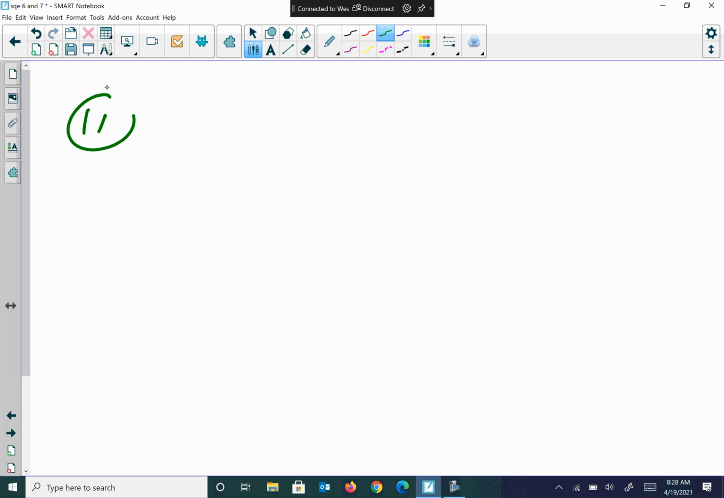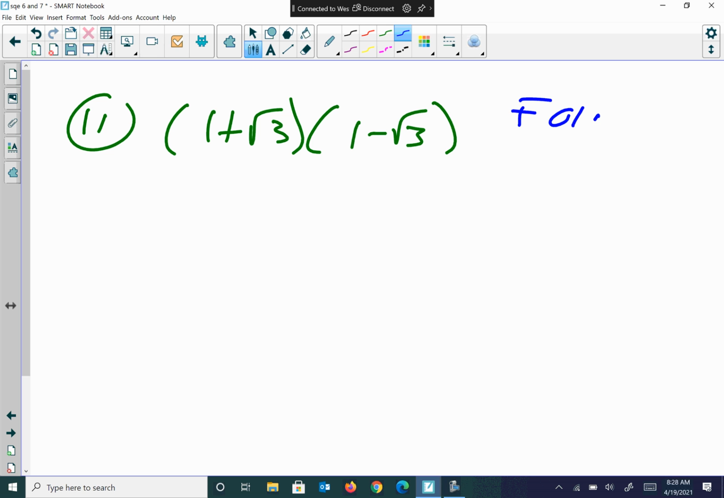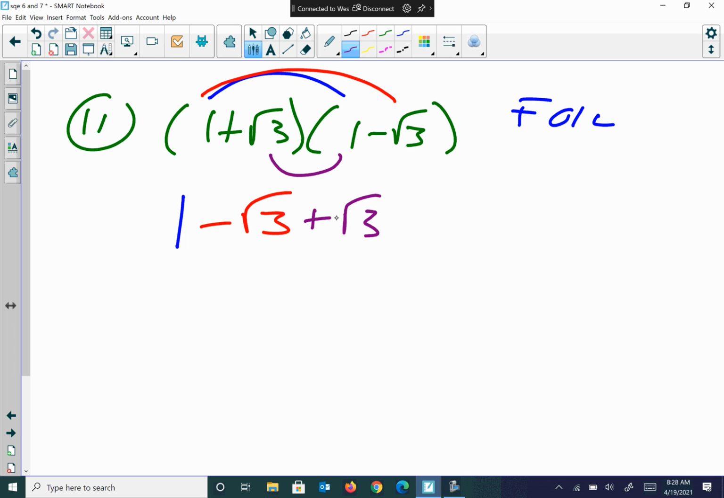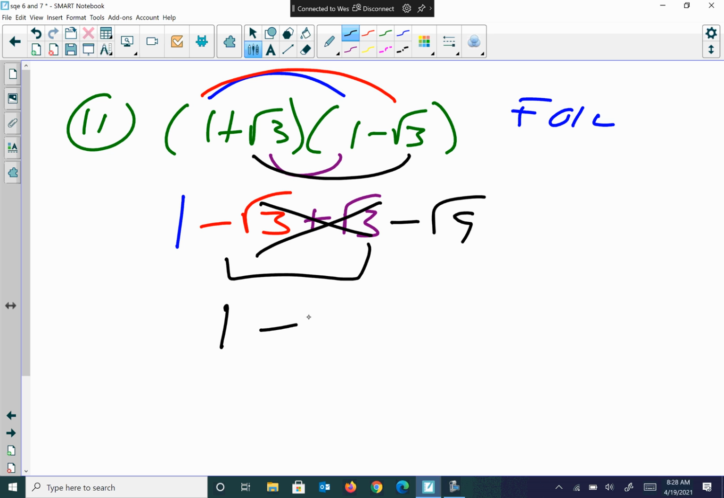Number 11. Let's see. 1 plus root 3 and 1 minus root 3. So this is just a FOIL situation or double distribute. So 1 times 1 is 1. 1 times negative 3 is negative root 3. That's plus root 3. And minus root 9. Those are opposite terms, so they cancel each other out. 1 minus square root of 9 is 3. So you just get that. Okay.